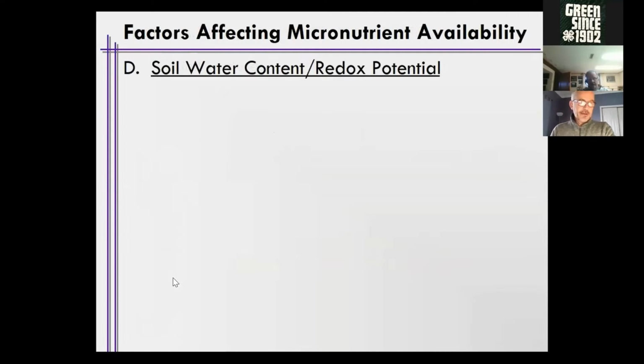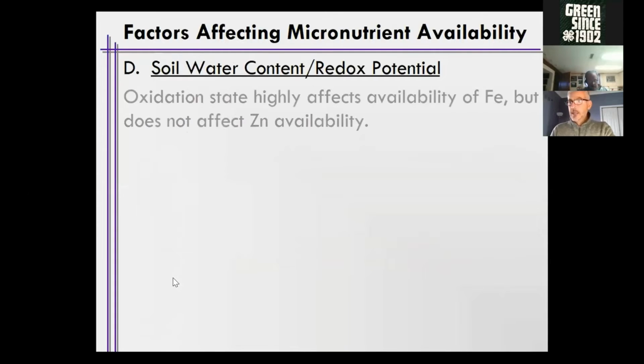Another factor that affects iron and zinc availability in our soils is water content, which is related to redox conditions, or oxidation reduction conditions. And this affects only iron, not zinc. And so I state here, oxidation state highly affects availability of iron, but does not affect zinc availability. And I'll tell you why here on this slide.